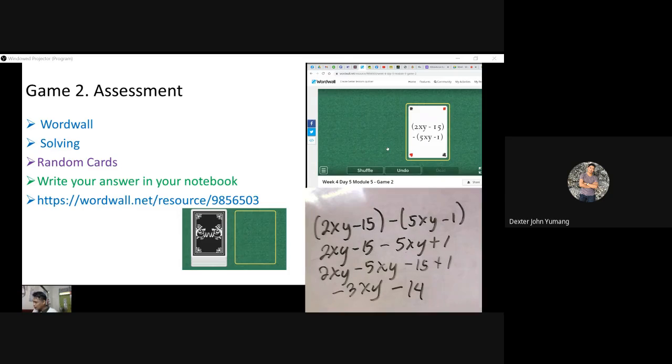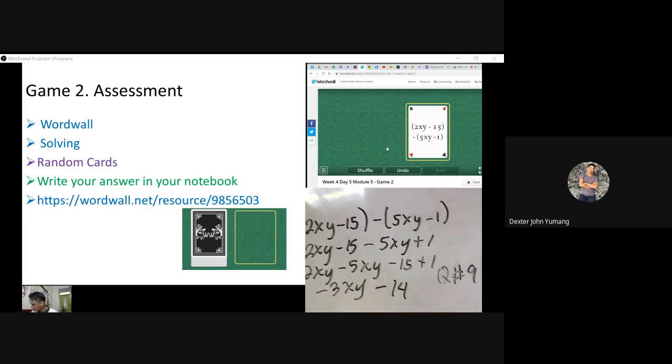Please count your score and name it as Q number 9 or quiz number 9. Quiz number 9 po tayo. The total score is 20 over 20. So send us your score at the same time the picture of your solution. Okay? Pag wala pong picture na solution, hindi ko po i-record ang score. So please, pakipasa po ngayon.